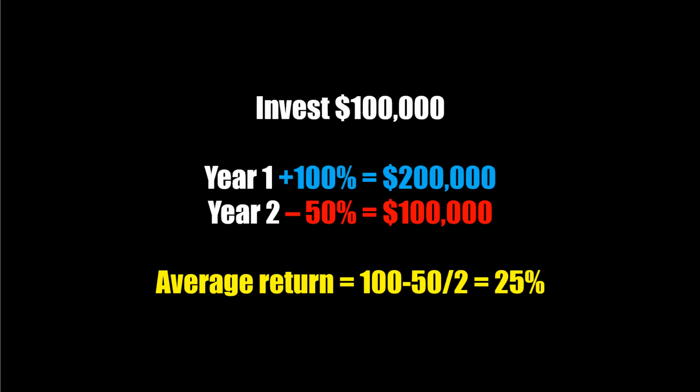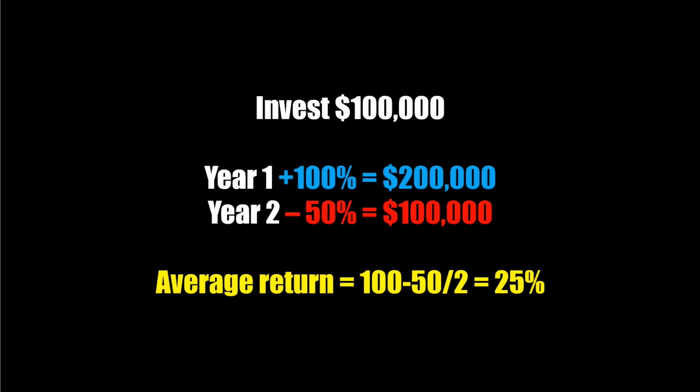Those who are good with financial calculators would probably come up with a figure that looks something like this. And you would think you've done very well. The unfortunate thing is that's an illusion. This is the reality of what happens. In year 1, you invest $100,000. At the end of year 1, you have $200,000. At the end of year 2, you have $100,000. But the average rate of return is 25%.